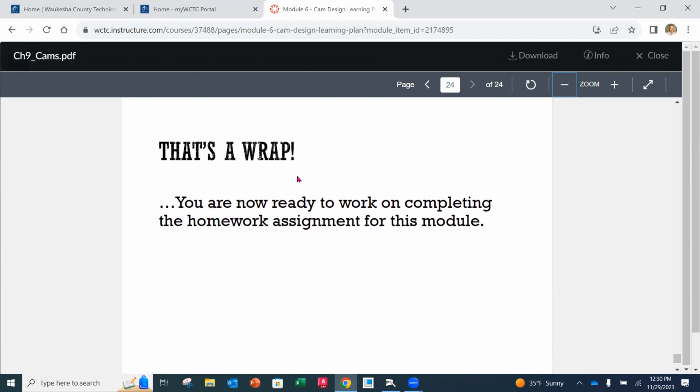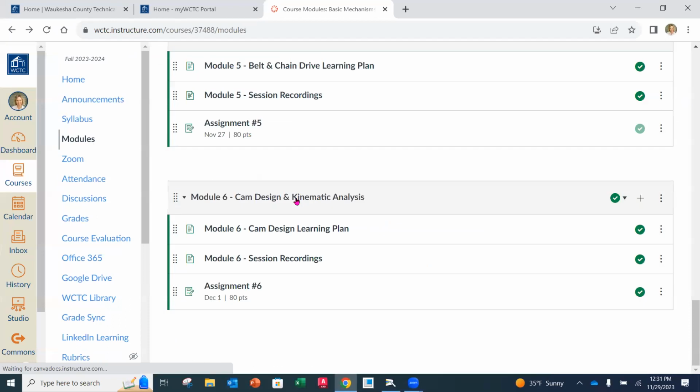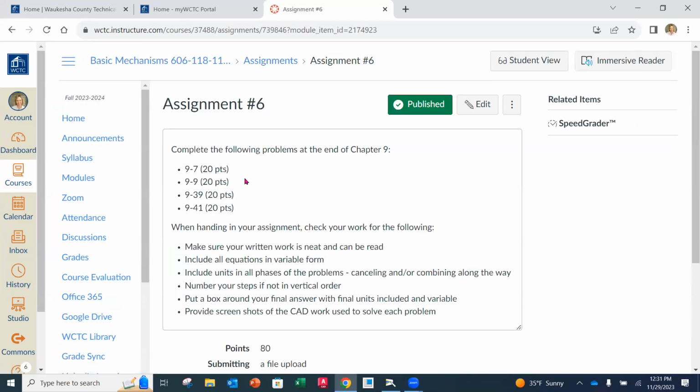So this is the last part of cam design. So you'd be ready to work on all the homework that we have assigned. If we go to assignment number 6, you have 4 problems to do here. We already introduced the first 2. The first 2 are going to be displacement diagrams, and the last 2 are going to be our cam profiles. So let's take a peek at the end of the chapter and review the problems that you have assigned.